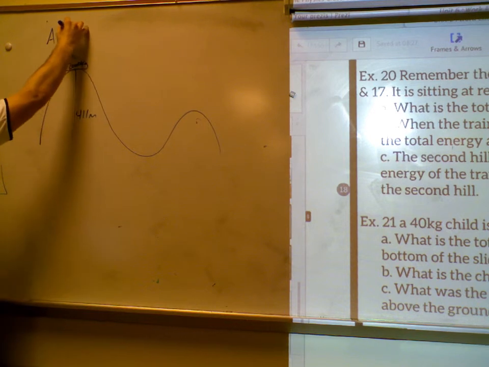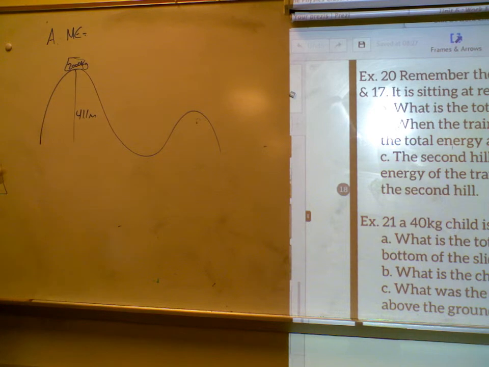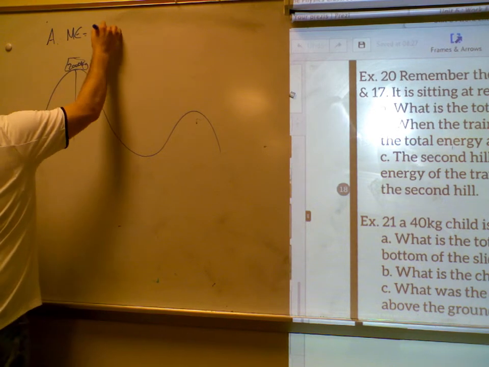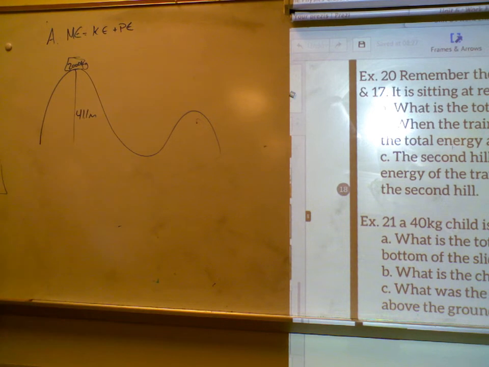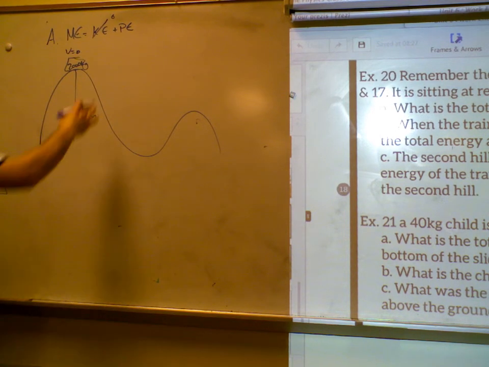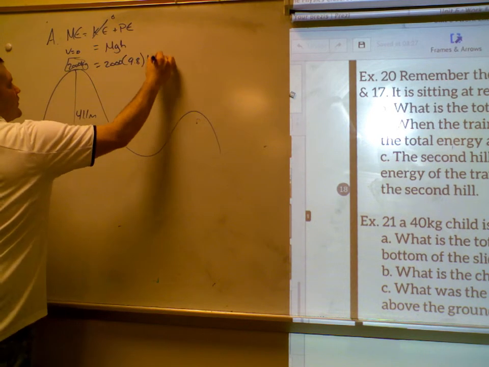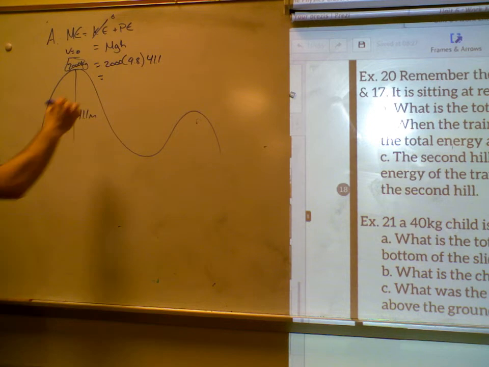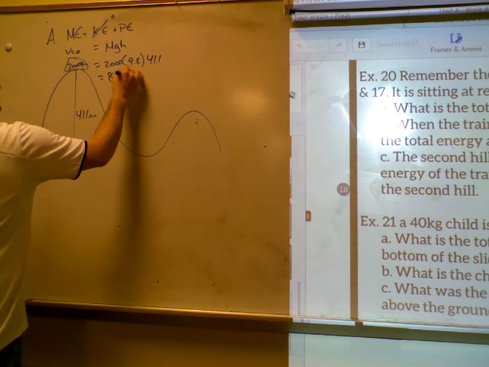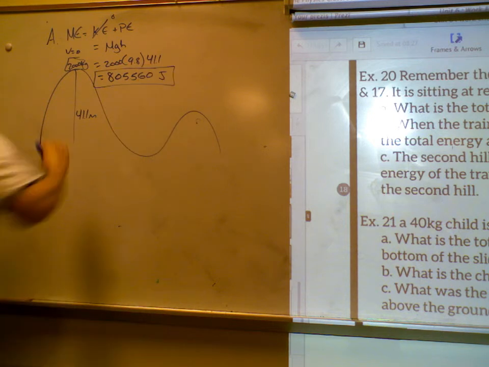So to find the total energy, the mechanical energy, we need to add the KE and the PE, right? That car is not moving, so the only mechanical energy we have up here is PE, which equals m times g times 41.1, and what does that equal? 805,560 joules. Does that make sense?